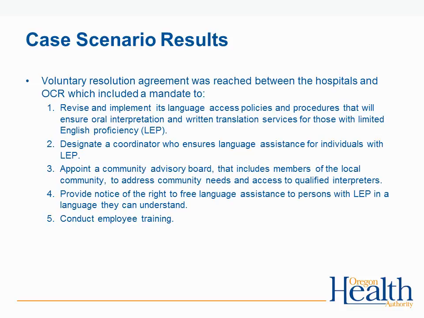In both of these case scenarios, the Office of Civil Rights reached a voluntary resolution agreement. Some of the conditions within that voluntary resolution agreement included a requirement for the hospital to revise and implement its language access policies and procedures to ensure oral interpretation and written translation services for those with limited English proficiency, a designation of a coordinator who could ensure language assistance for individuals with limited English proficiency, the appointment of a community advisory board that included members of the local community to address community needs and access to qualified interpreters, to provide notice of the right to free language assistance to persons with limited English proficiency in a language they could understand, and for the hospitals to conduct employee training with regard to providing services to limited English proficient patients.